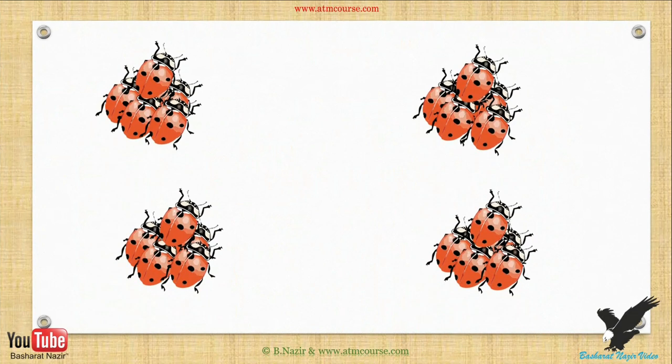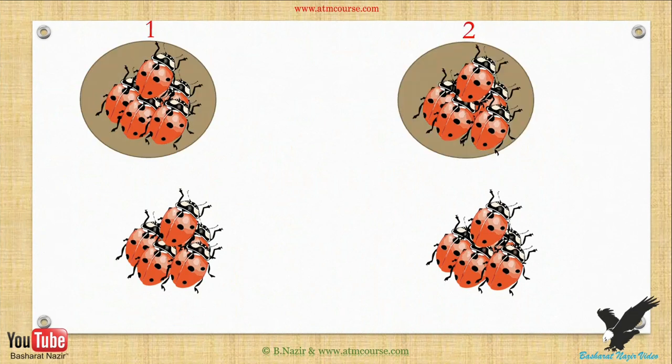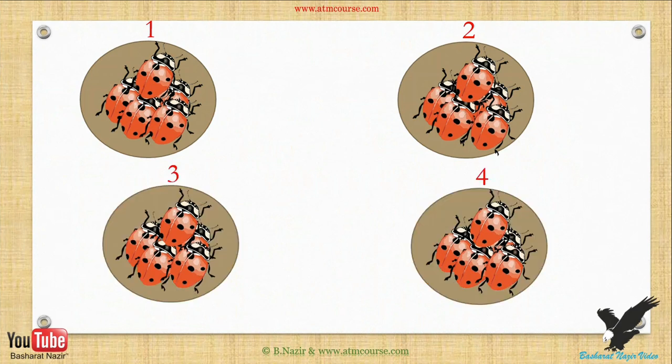We will do an example to explain this. First group. Second group. Third group. And fourth group.